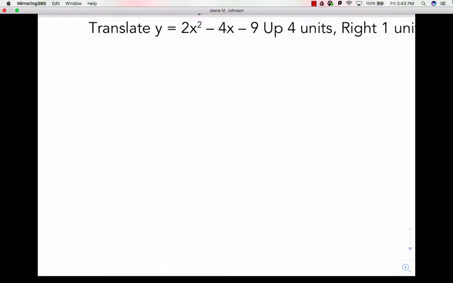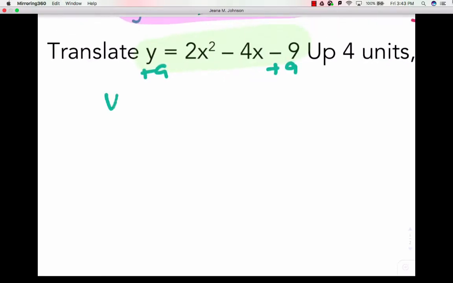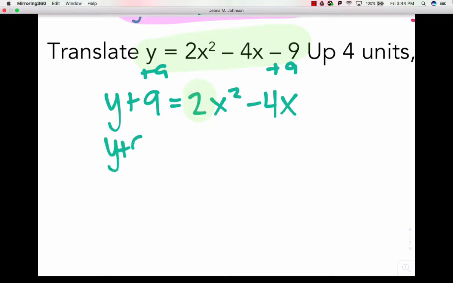All right, so with this next one, I, once again, am starting with my equation, and I need to convert it to vertex form. My first step is to add the 9 to both sides. So I have y plus 9 is equal to 2x squared minus 4x. Well, on this one, I have an a value that's not 1, so I need to factor out that 2. So I have y plus 9 is equal to 2 times the quantity x squared minus 2x.